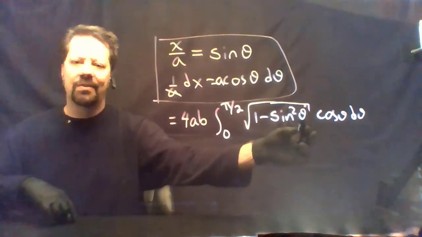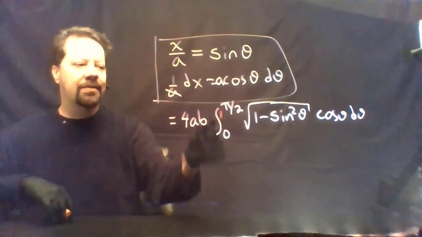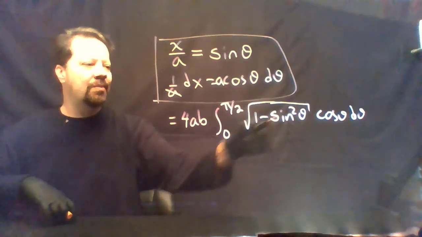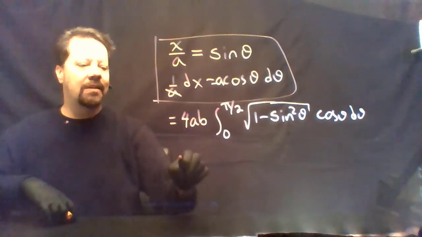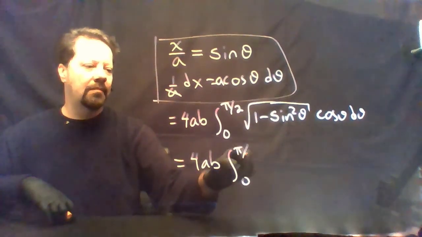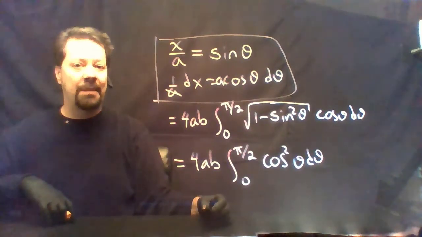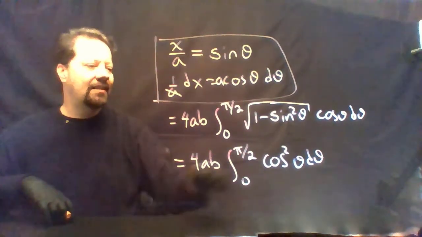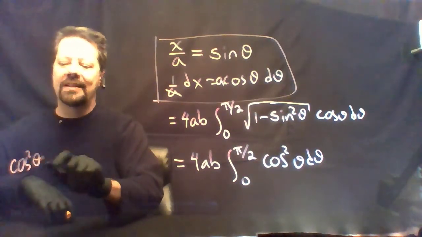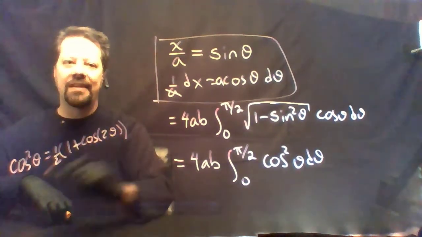The square root of cosine squared is normally the absolute value of the cosine of theta, but we're in the first quadrant, so cosine will be positive anyway. So this will end up being cosine theta, so we'll have cosine squared theta, which must be positive because we're squaring. We need to use the half angle identity. Recall that cosine squared theta is 1/2 times 1 plus cosine of 2 theta.